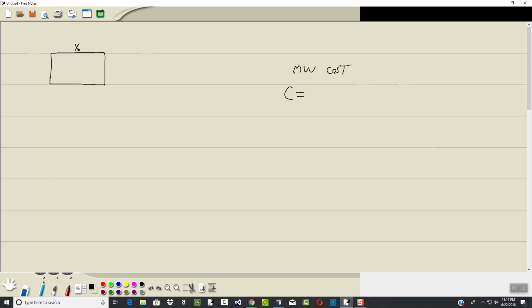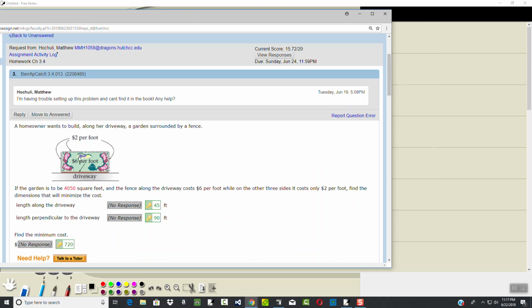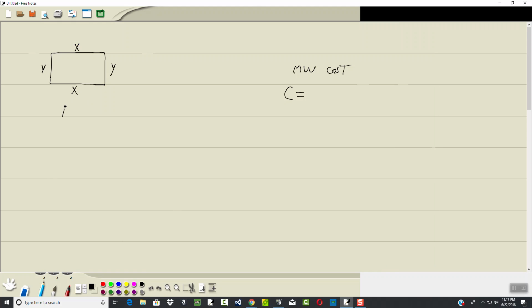Let's say this is x, this is x, and this is y, and this is y. So this distance is x, this distance is x, this distance is y, this distance is y. Now the square feet it's referring to has to do with area. Whenever it says square, it means area. So they're telling us area is 4,050. Well, area for a rectangle is length times width. So we got xy.